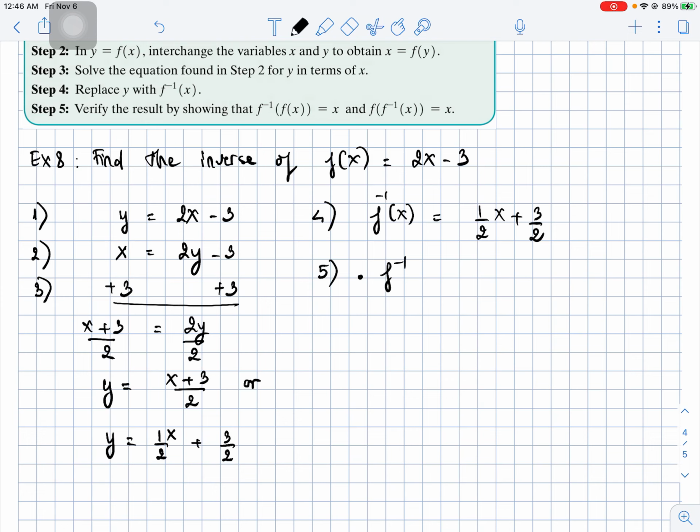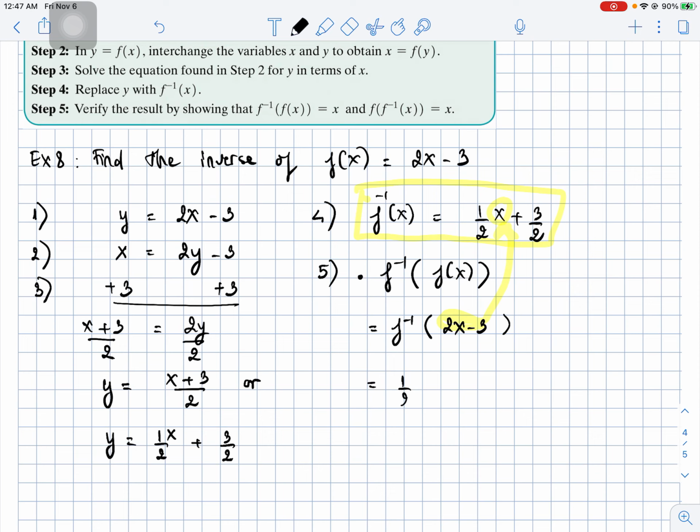So we will check our answer. For the f inverse outside, we keep it outside, and then the f of x inside. The f of x is 2x minus 3, the 2x minus 3 inside the parenthesis. This means 2x minus 3 is the input for the f inverse, the f inverse in step number 4. So we need to input at the x location. Then we will input the 2x minus 3 at the x location.